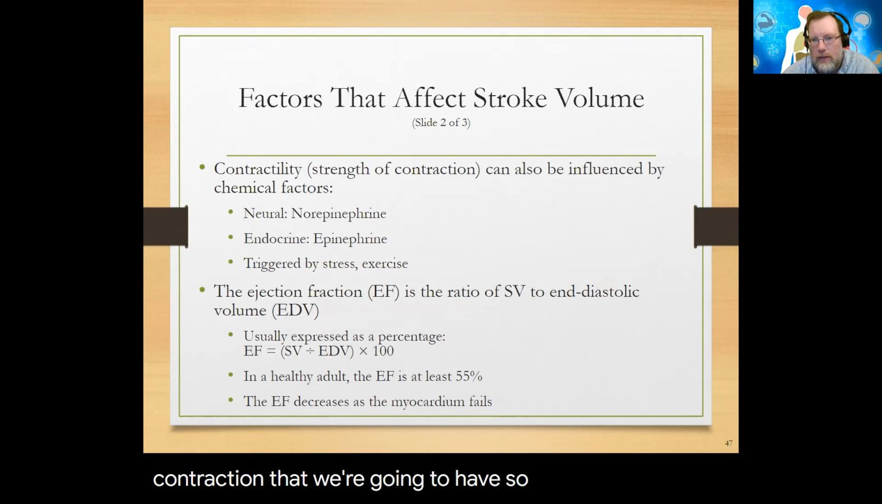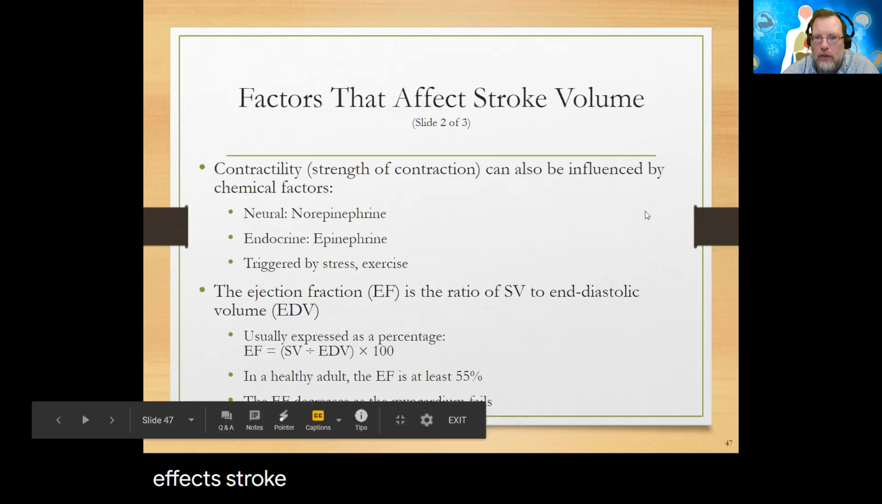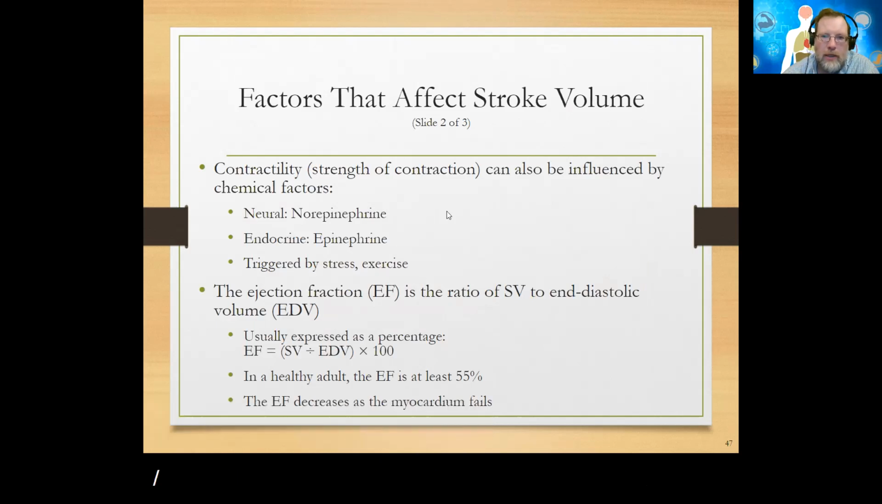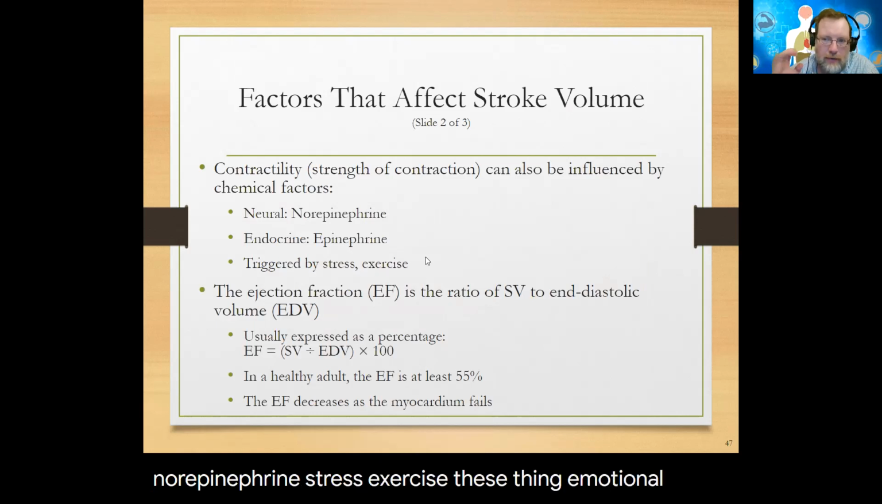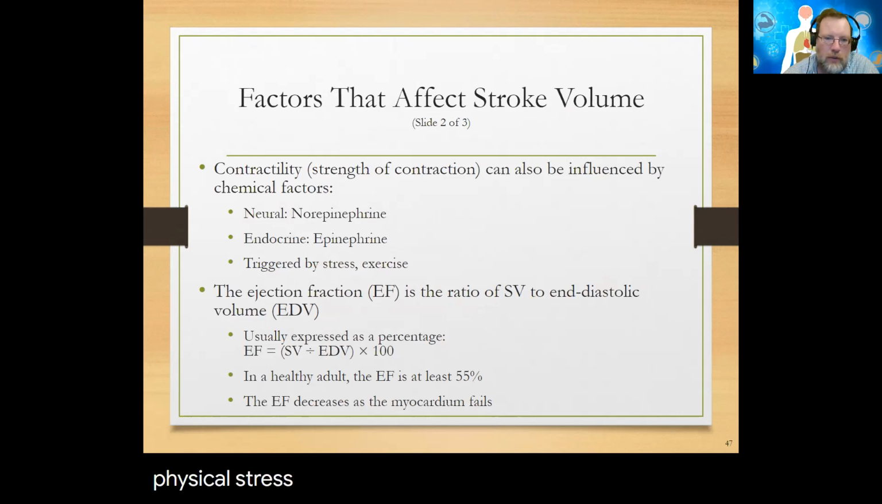So again, what affects stroke volume? What affects how much blood is ejected per beat? Certainly chemical factors: epinephrine and norepinephrine, stress, exercise, emotional stress, physical stress. These all will increase strength of contraction and thus increase stroke volume.